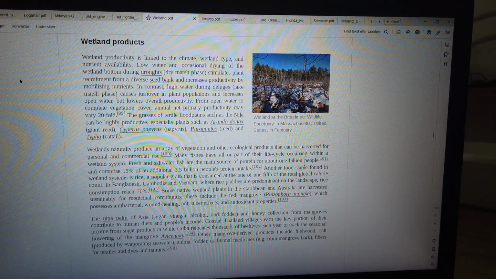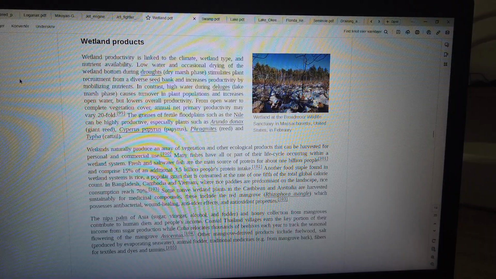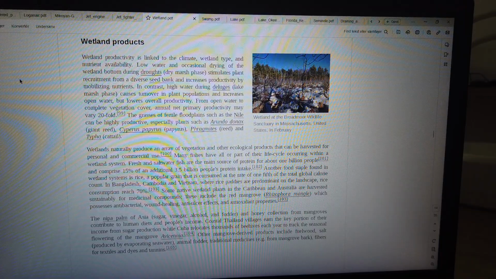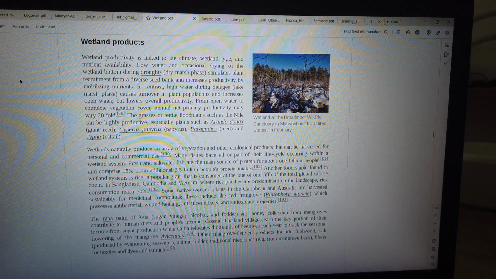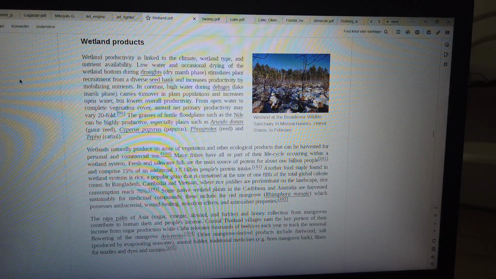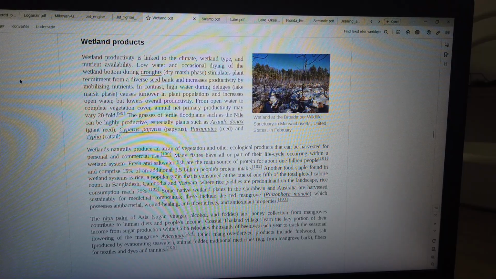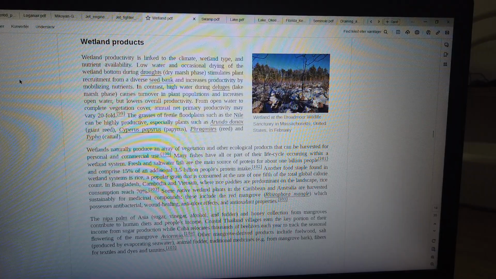100. Many fishes have all or part of their life cycle occurring within wetland systems. Fresh and saltwater fish are the main source of protein for about 1 billion people, 101, and comprise 15% of an additional 3.5 billion people's protein intake. 102. Another food staple found in wetland systems is rice, a popular grain that is consumed at the rate of 1/5 of the total global calorie count. In Bangladesh, Cambodia and Vietnam, where rice paddies are predominant on the landscape, rice consumption reached 70%.